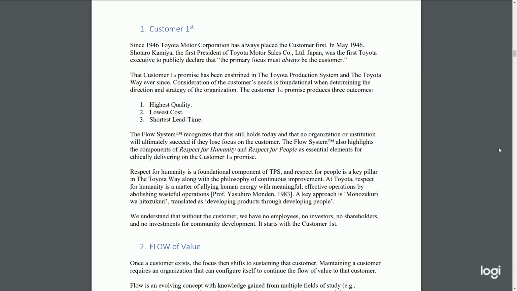Respect for humanity is a foundational component of TPS, and respect for people is a key pillar in the Toyota Way, along with the philosophy of continuous improvement. At Toyota, respect for humanity is a matter of allying human energy with meaningful, effective operations by abolishing wasteful operations, Professor Yasuhiro Monden, 1983. A key approach is monozukuri wa hitozukuri, translated as developing products through developing people. We understand that without the customer, we have no employees, no investors, no shareholders, and no investments for the community development. It starts with the customer first.